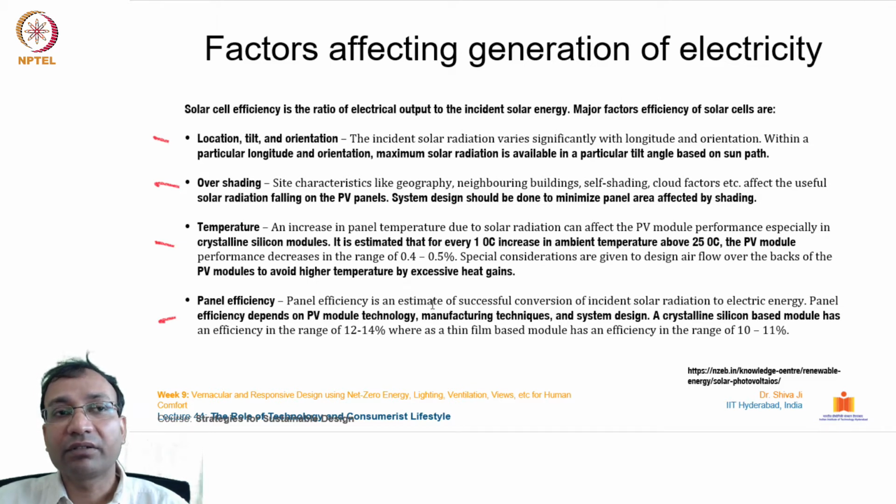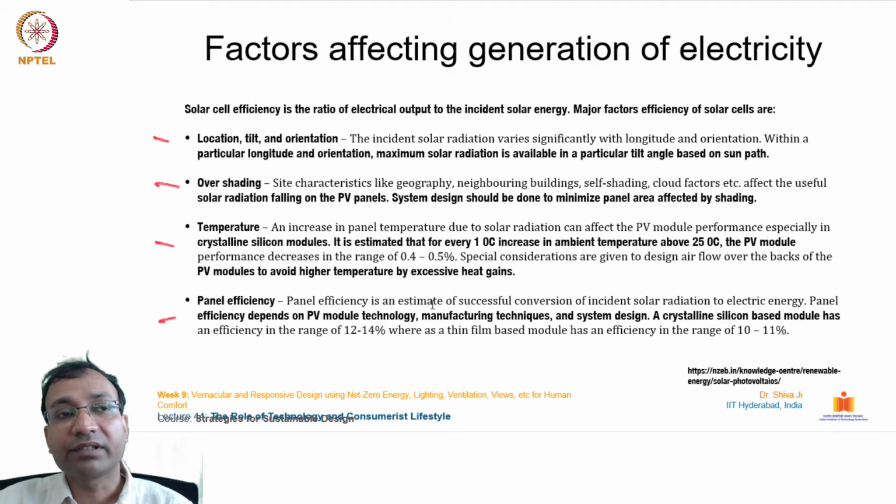Site characteristics like geography, neighboring buildings, self-shading, and cloud factors also affect the useful solar radiation falling on the PV panels. System design should be done to minimize the panel area affected by shading. There should not be any obstruction between the PV panels and the sun, because it will affect the overall receipt of solar radiation, the solar light, on the panels.